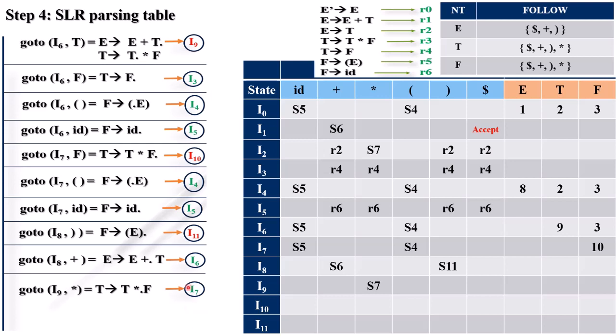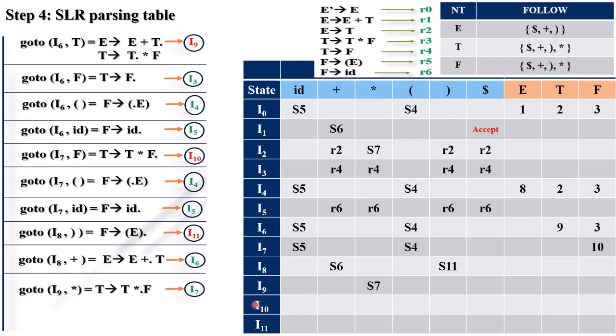here. E tends to E plus T dot. Okay, E tends to E plus T dot. So we have to put reduction in I9 state. Which reduction number? E plus T dot is R1. In the follow of this E. In the follow of E. We have to put R1 in state number 9.